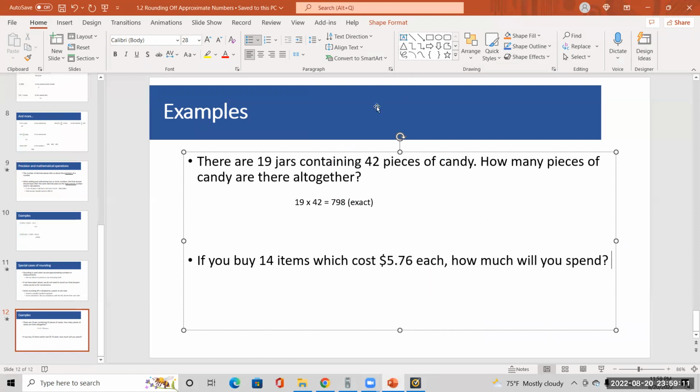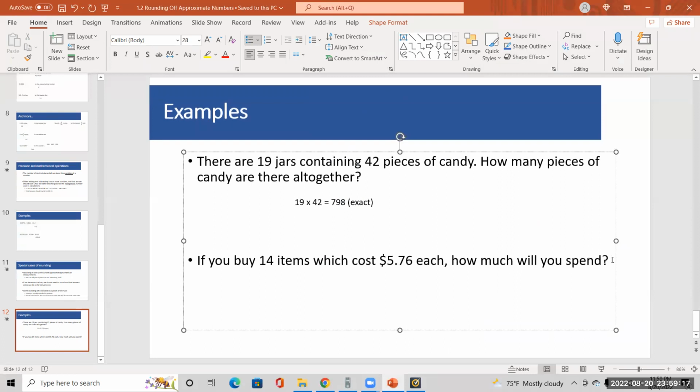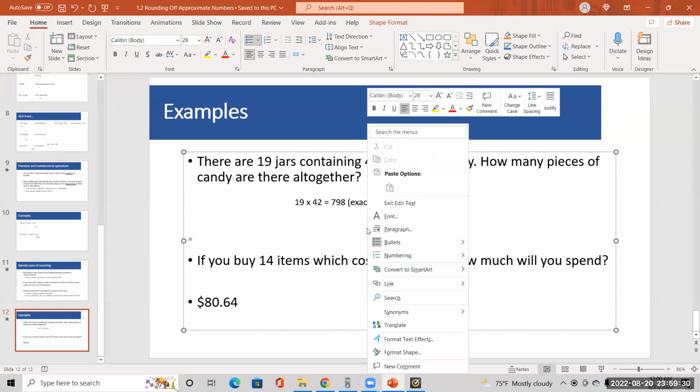This mouse hates me. I see the problem. It's going to be $80.64. Sorry for the delay there. I'll be on my computer hopefully by the next time recording. I'll have the right software.